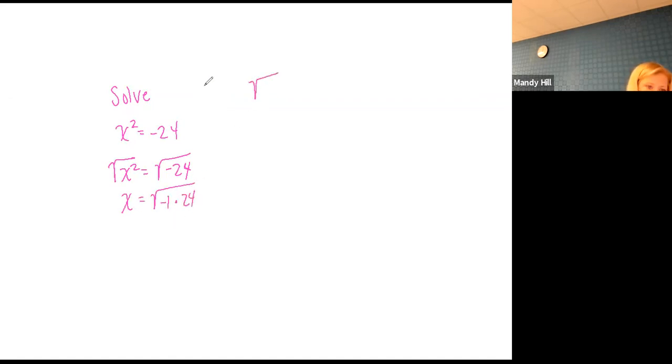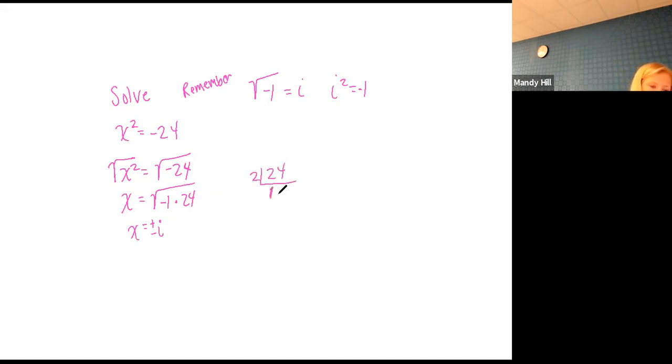Remember that in 7.3, we said if we have the square root of negative 1, it's i, and that i squared is equal to negative 1. Well, this would be i, we could pull that out. Remember that we're going to have a plus or minus here. And then we would need to look at 24.